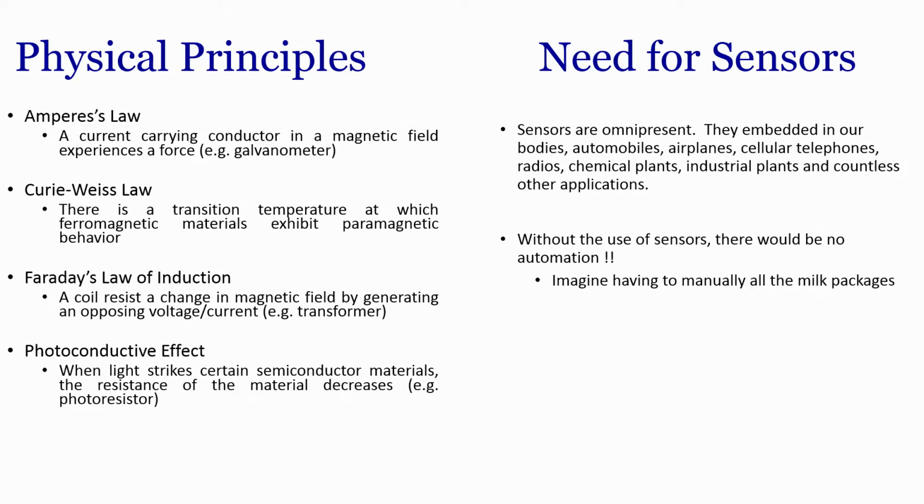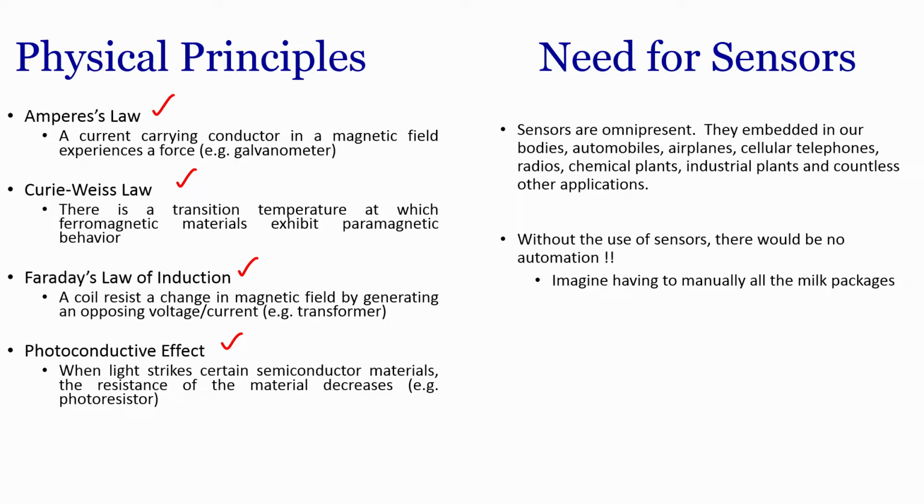Then we talk about the photoconductivity effect. The photoconductivity effect is when light strikes certain semiconductor materials, and the resistance of the material decreases. For example, a photoresistor. What we have to understand is that most sensors operate on a certain principle, either Ampere's law, Curie-Weiss law, Faraday's law, the photoconductivity effect and so on. If you see the slide, these are the physical principles, like I said, Ampere's law, Curie-Weiss law, Faraday's law of induction and the photoconductive effect.